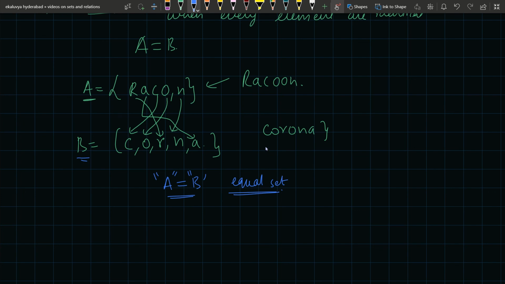Okay, let's understand what is the cardinal of this set. 1, 2, 3, 4, 5. So the cardinal of set A is equal to the cardinal of set B, equal to 5. So every equal set by default is an equivalent set as well, right? So we can understand it's equivalent as well.